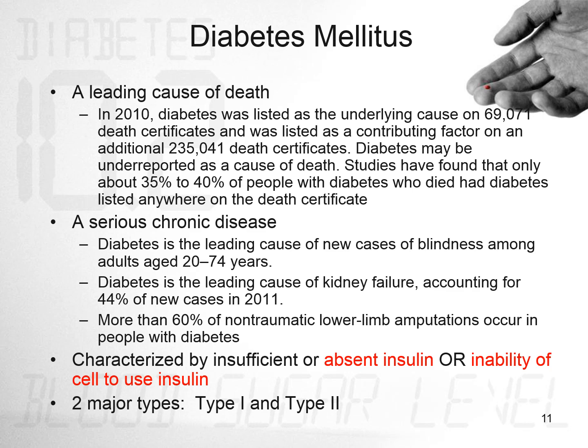Diabetes is the leading cause of new cases of blindness among adults aged 20 to 74. It's the leading cause of kidney failure, accounting for 44% of new cases in 2011. And more than 60% of non-traumatic lower limb amputations occur in people with diabetes. This is characterized by insufficient or absent insulin, or the inability of our cells to use insulin. There are two major types of diabetes, type 1 and type 2.